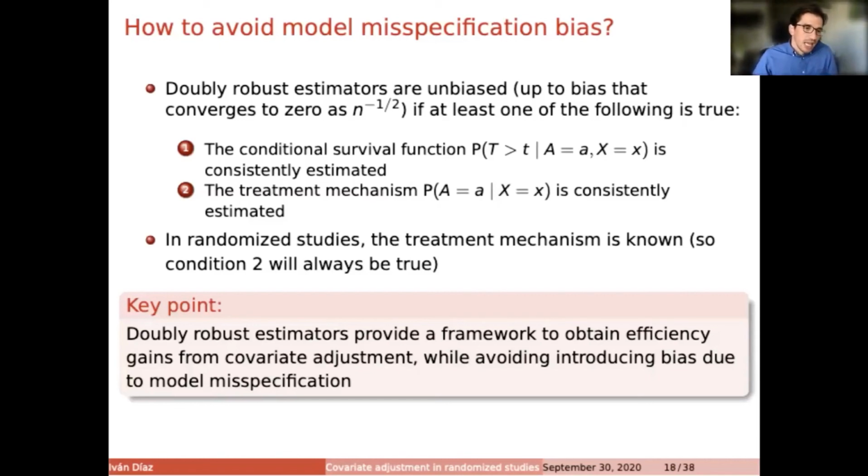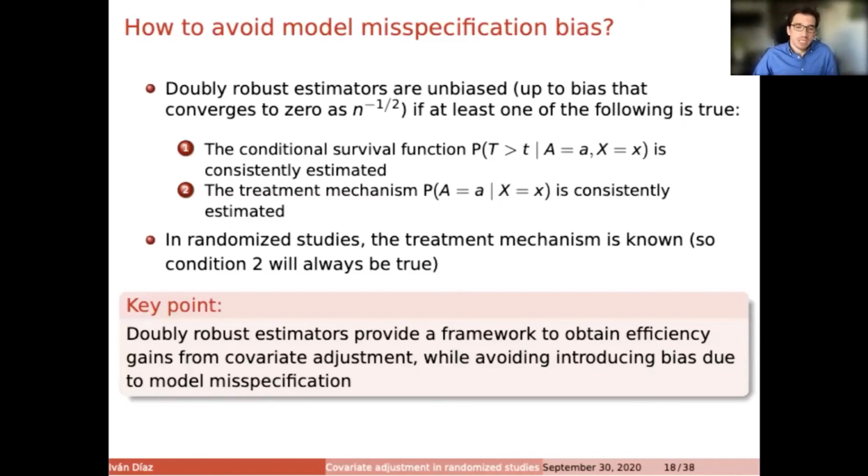The advantage here is that in randomized studies, we know that the treatment mechanism is consistently estimated. So condition 2 will always be true, as long as we use a relatively clever model for the probability of A conditional on X, like a logistic regression model with main terms only. That would be a consistent estimator for the treatment mechanism. Say the randomization is the flip of a coin: we know that the intercept is positive, and all of the other coefficients associated with the covariates are 0 in the population. When you actually perform estimation, they might be a little different because of chance imbalances, but we know that is a correct model for the treatment mechanism.